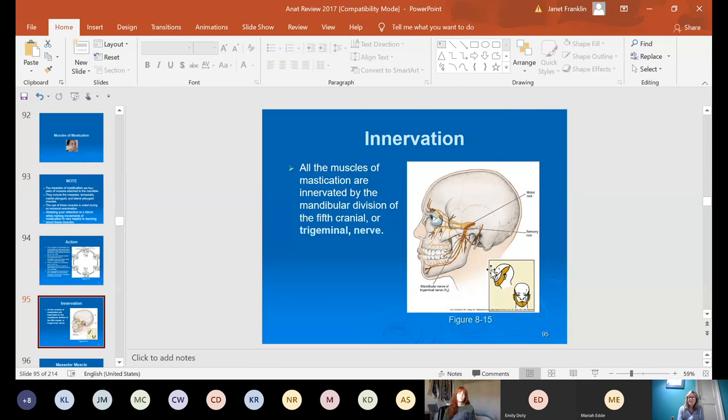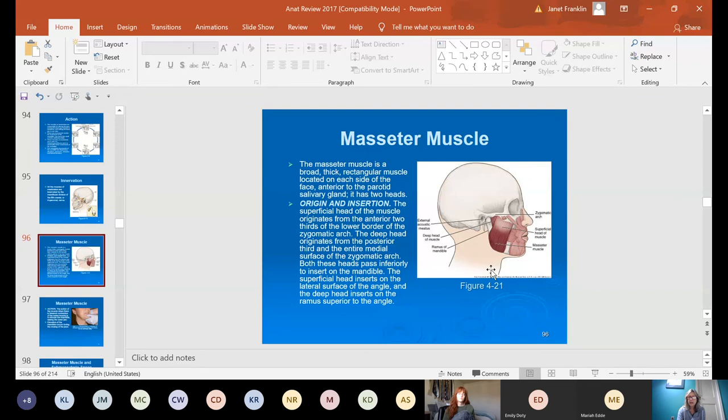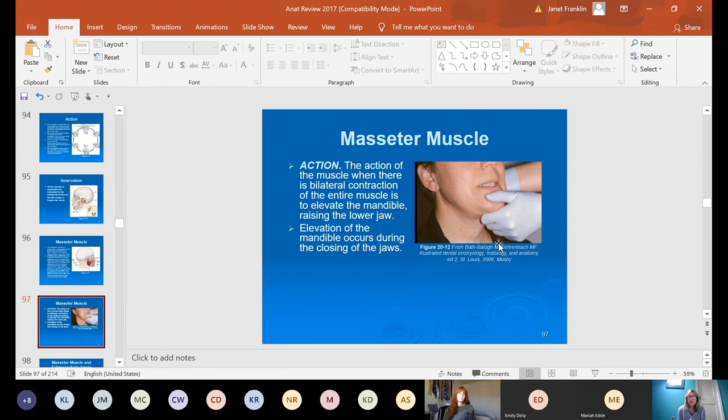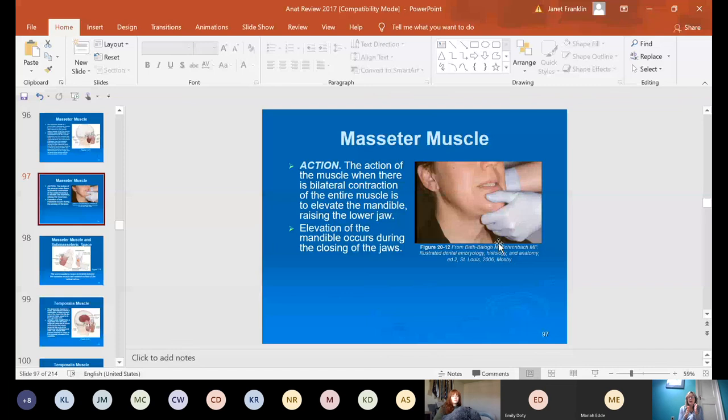The masseter muscle is this big one right here. The action of the muscle when there is bilateral contraction of the entire muscle is to elevate the mandible, raising the lower jaw. So basically when you're chewing, it elevates the mandible. And if you notice when you're chewing, all of your action comes from your jaw, your mandible. So the rest of your head sits pretty stable in place. The chewing action comes from the movement of the mandible.